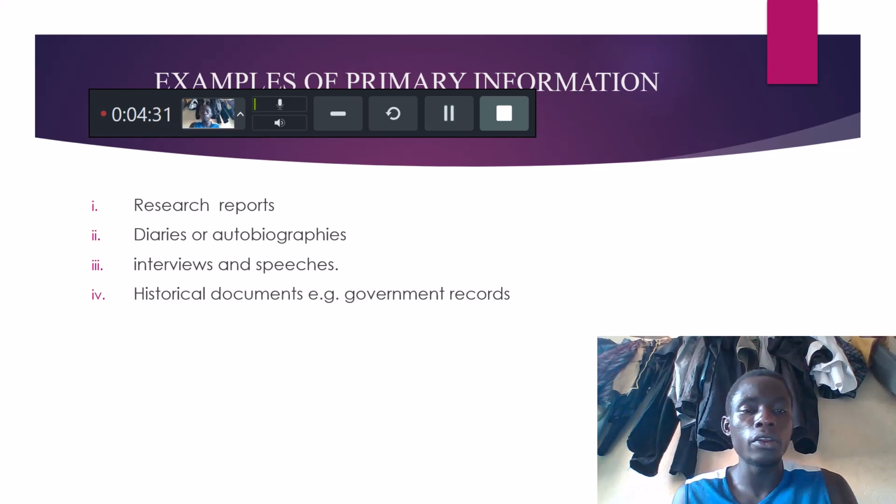So when you interview someone, that person gives you the information. That one is a raw fact, because now there is evidence, and it is raw and the data itself at the same time. Then also speeches: when someone is passing information to you, you get it from the original source. That is an example of the primary source of information. Then there are also what we call historical documents, e.g. government records, which can also be part of the examples of primary sources.